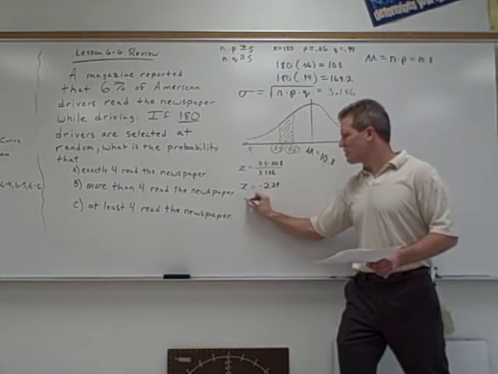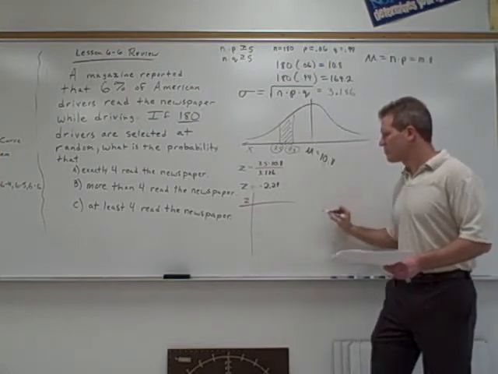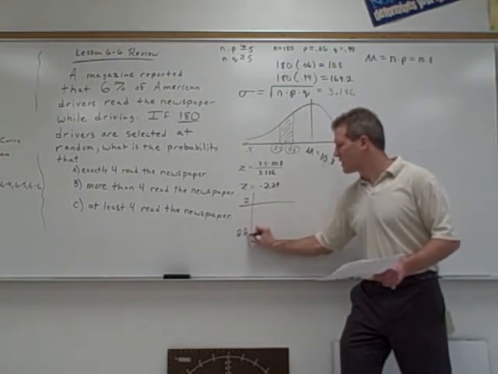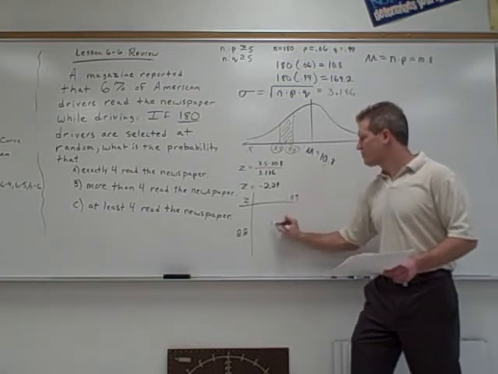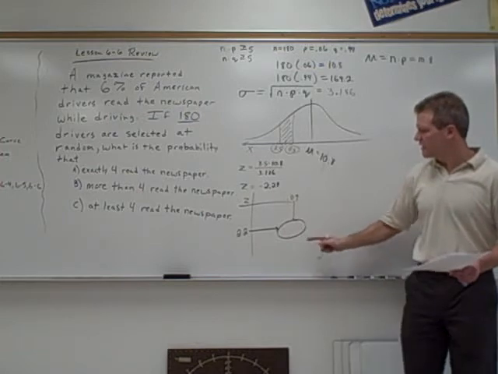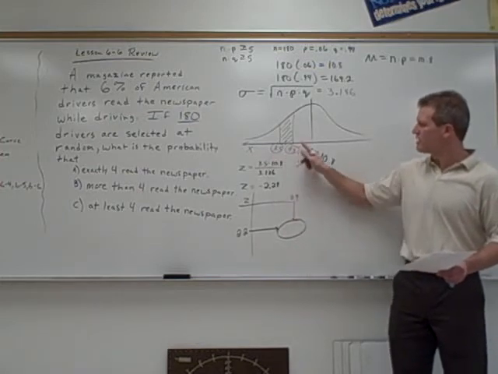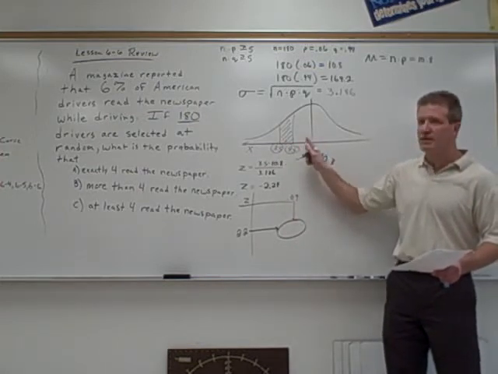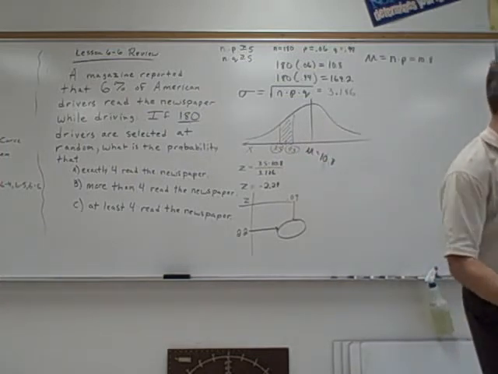Next, I go to my z-chart. I look up 2.29, so I look up 2.2 on the left, 0.09 at the top. I come over, I come down, and that answer will give me the area between 3.5 and 10.8. Give me that area right there. So we're going to need to get out a z-chart for that.